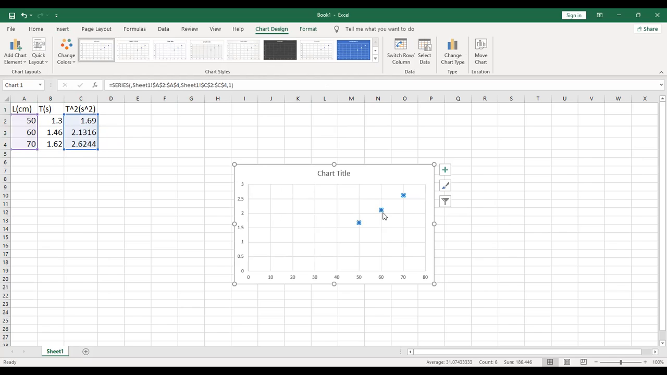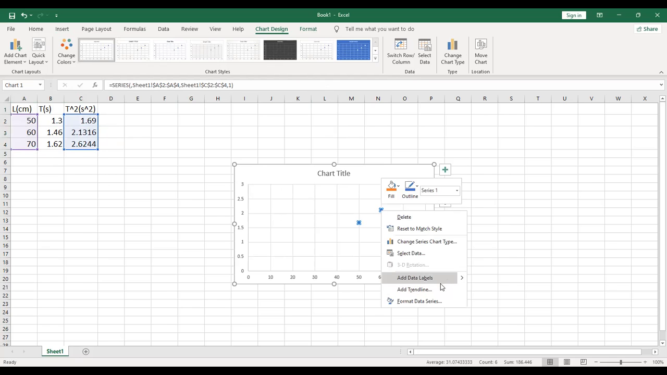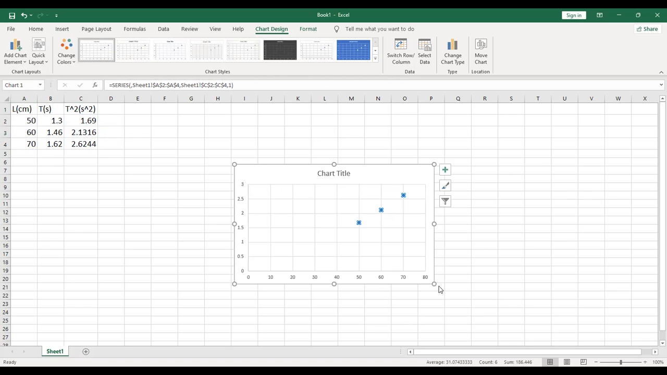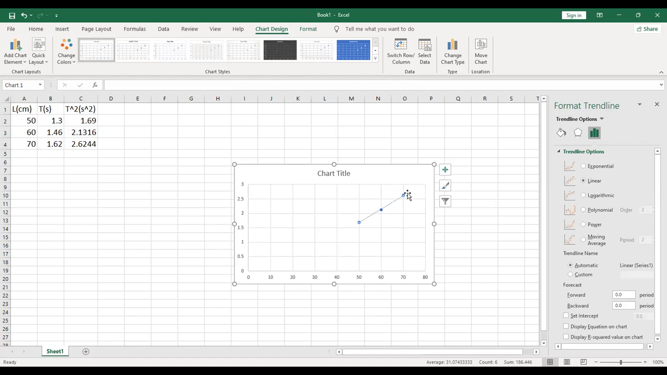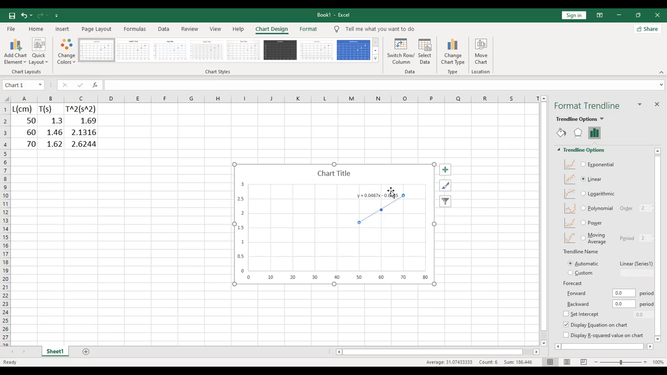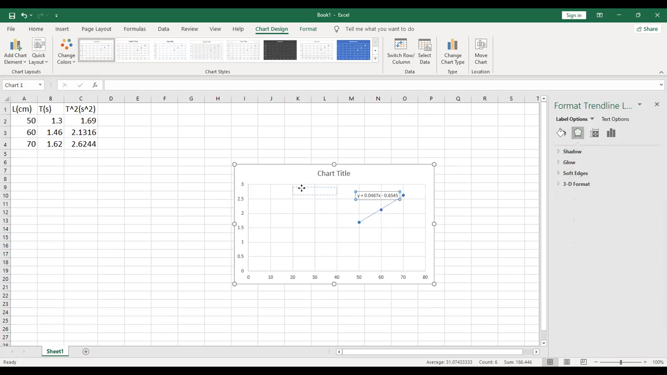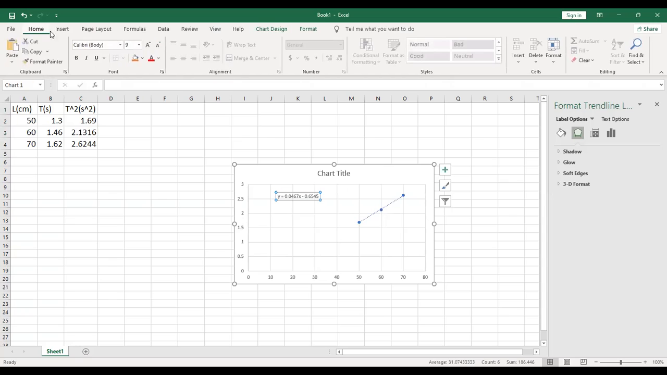Then you have to find the fit. Add the trend line, a linear fit. You have to use a linear fit, and then display equation on chart. Then we can see here this will be the slope. This is just the slope, 0.46. Now let me copy this one.